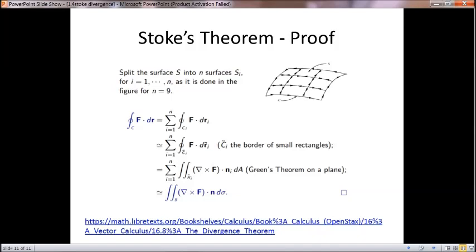So this has been elaborated in this link, maxlibertext.org, in bookshelves. Here the divergence theorem and Stokes theorem have been well explained. So that's all about your divergence and Stokes theorem.